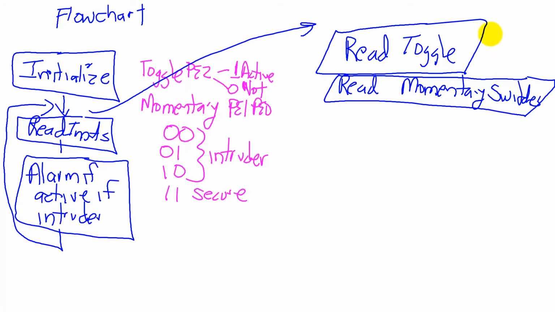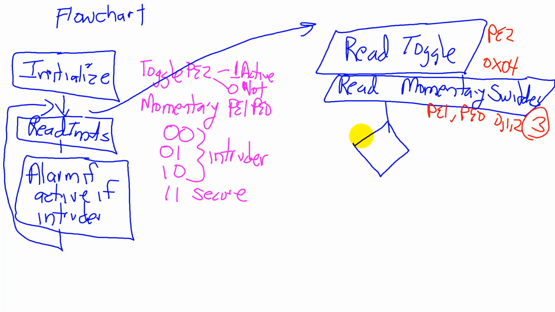Now remember, since the toggle switch is on PE2, this is going to be a 4 if we see it. And remember, since the sensors are on PE1 and 0, we see that a 0, 1, or 2 is going to mean intruder, but 3 will mean secure. Next, we will look at what we have. And so if it's armed, and if the switches are a 0, 1, or 2, that means we have an intruder.